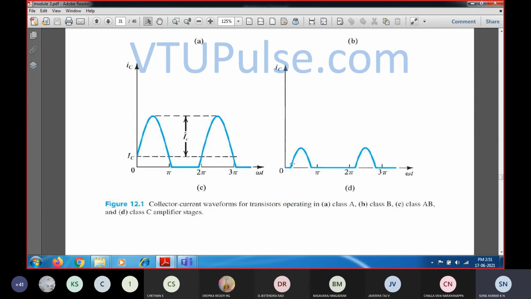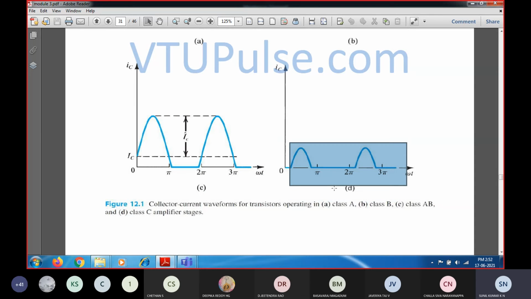So only the positive peak of the output you will be getting, and the remaining portion you can see will be getting clipped off. So this is what you are going to get as a class C amplifier. So this is the class A amplifier, class B amplifier, class AB amplifier. So this is class AB. So this is the name of the class C amplifier stage.